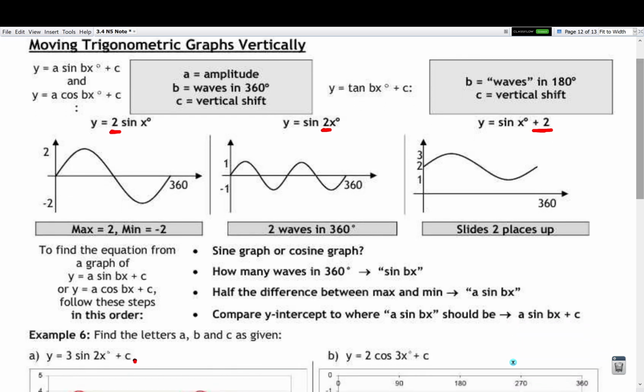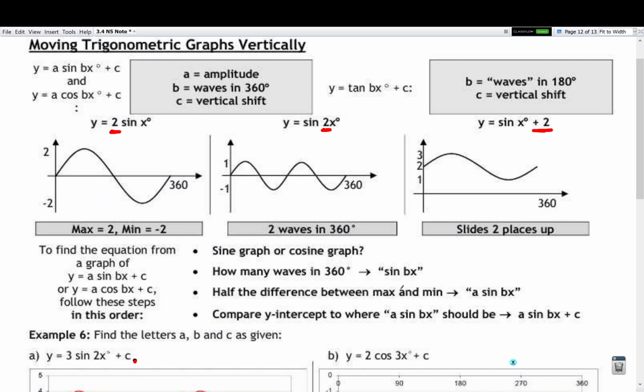Okay, so as it states underneath these three graphs, to find the equation of these graphs, we are following these bullet points. It will almost always be just a sine or a cosine graph. So we have to figure out, is it a sine graph, is it a cosine graph? Where's the starting point? Where is it at 0 on the x-axis? That is usually how you differentiate between these two. How many waves are there in 360? That tells us the value of B.